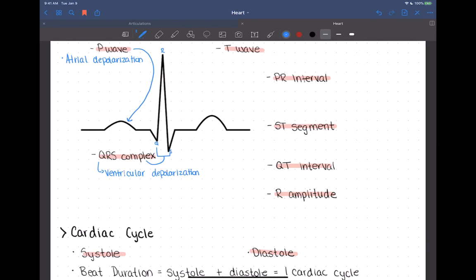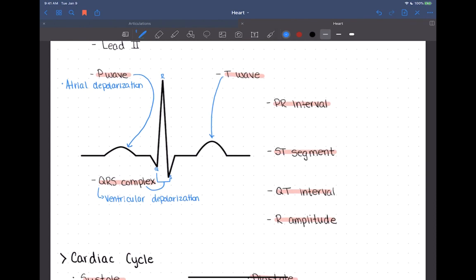And then our last big structure on here is this T wave right here. The T wave represents ventricular repolarization.